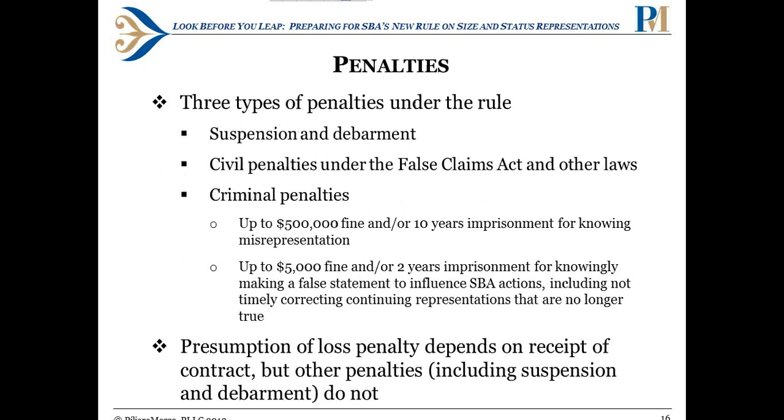So penalties. 3 types of penalties under the Act: suspension and debarment, civil penalties under the False Claims Act and other laws, and criminal penalties. And the dollar amounts and the years of imprisonment that we listed under the criminal penalties are the max, so it's not necessarily meant to scare you. It is important to note that the presumption of loss penalty depends on receipt of a contract. But those other penalties, including suspension and debarment, do not. And if you're wondering where this presumption of loss liability falls under, that would be included under the civil penalties and other laws category.